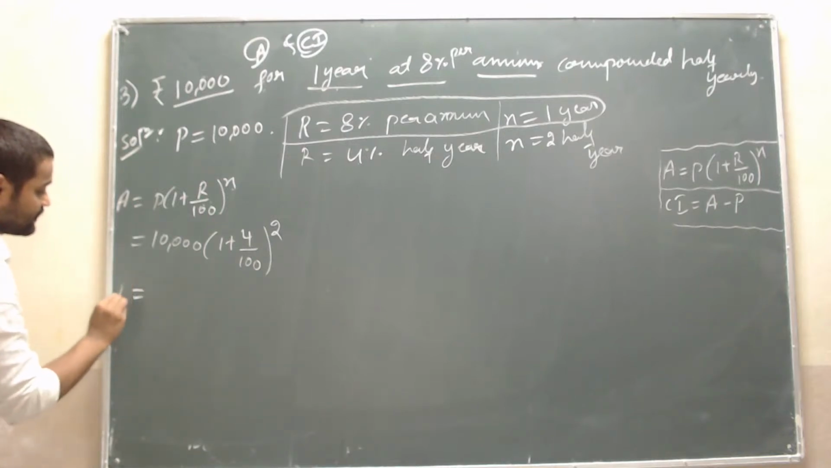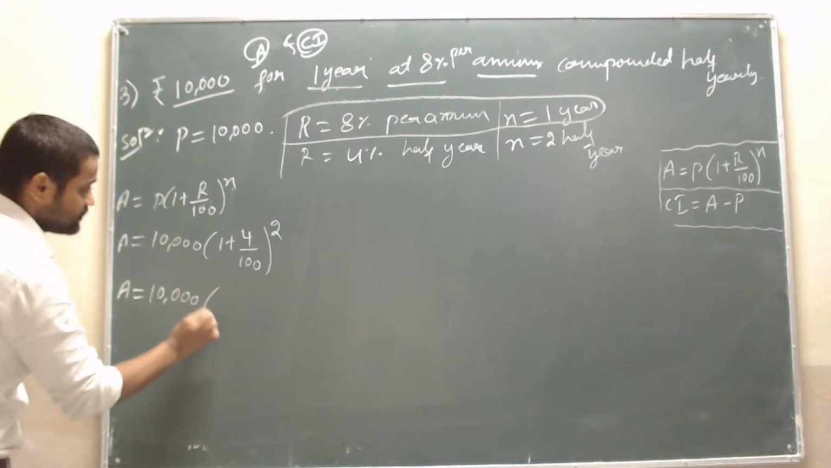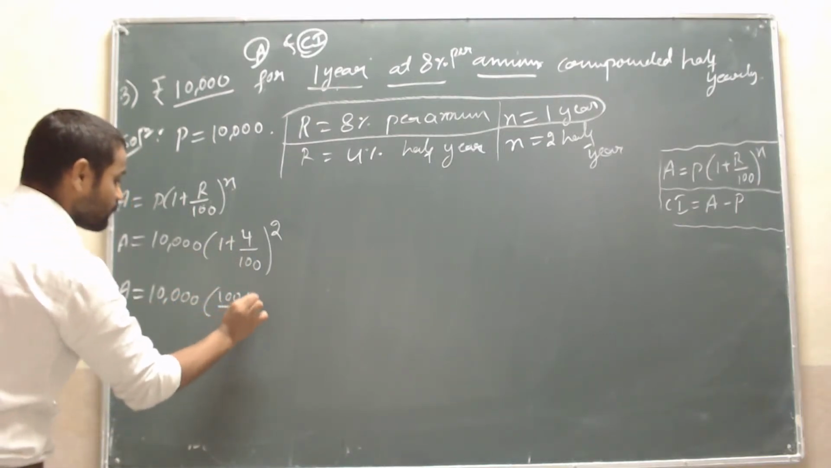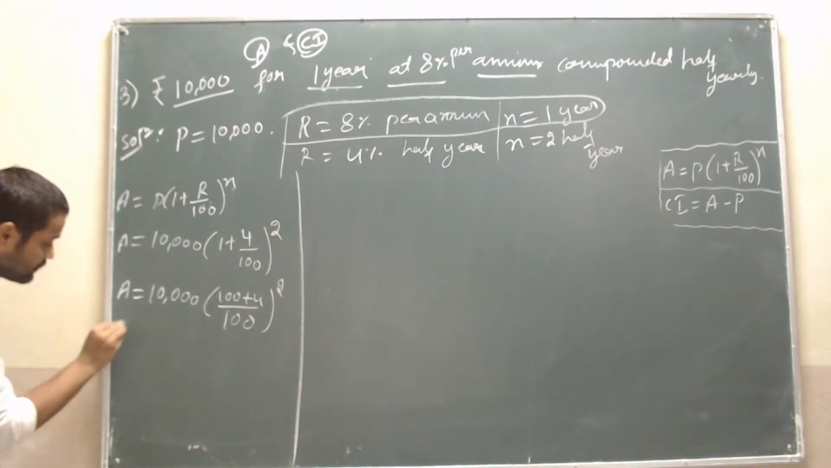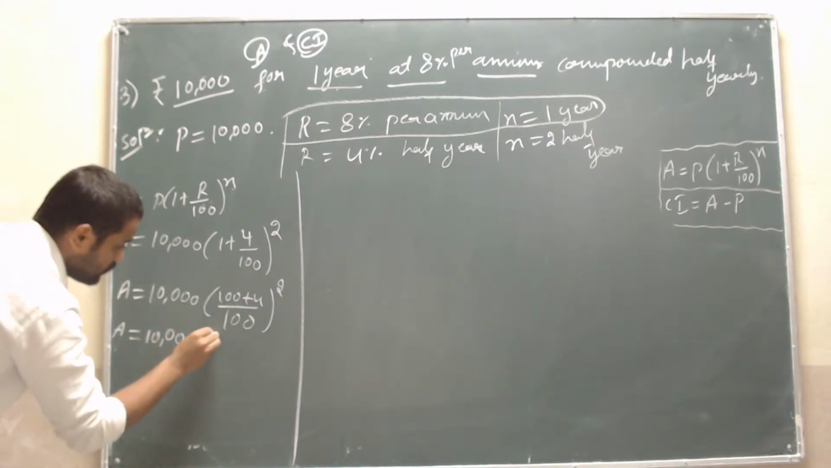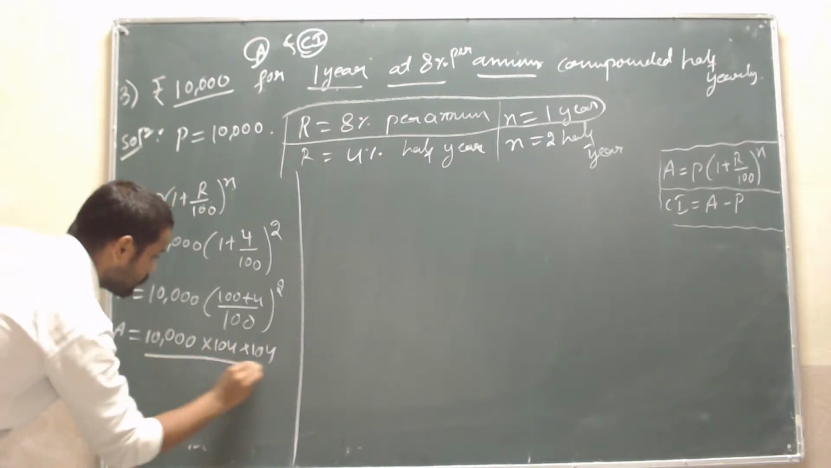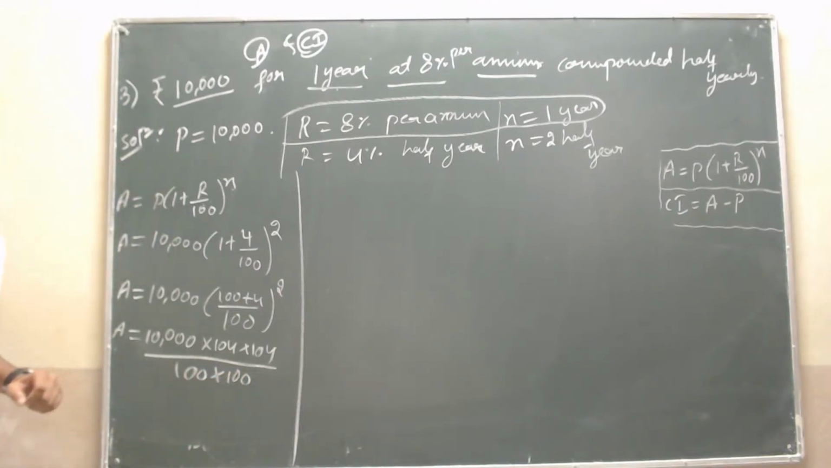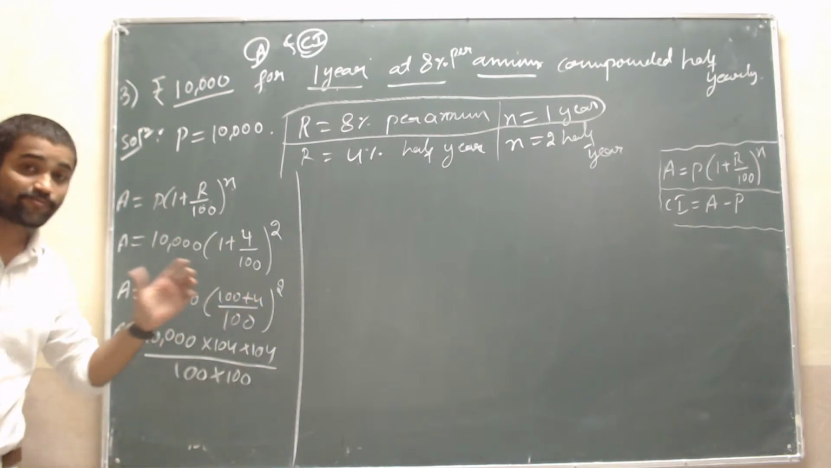Then solve it. A is equal to 10,000, 100 is the LCM, 100 plus 4 whole to the power of 2. A is equal to 10,000 into 104 into 104 divided by 100 into 100. Sir, simple. 100 plus 4 is 104.